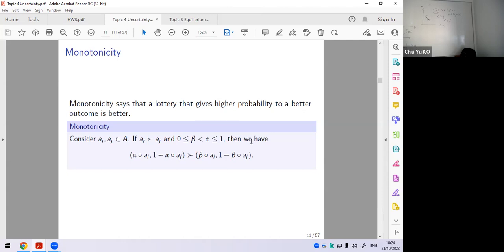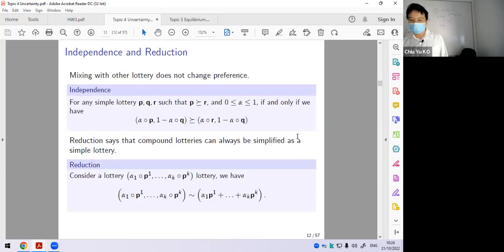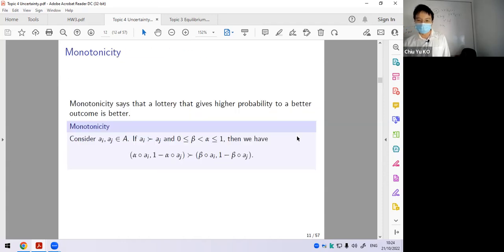So I guess I should stop here and have a short break, and then we come back to talk about two more axioms, and then we can start the proof. I think the proof is the only one we will cover in this class.